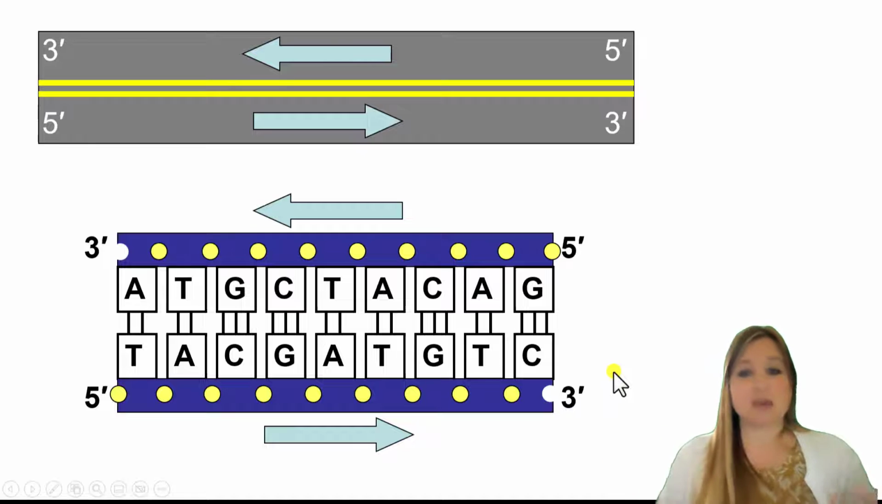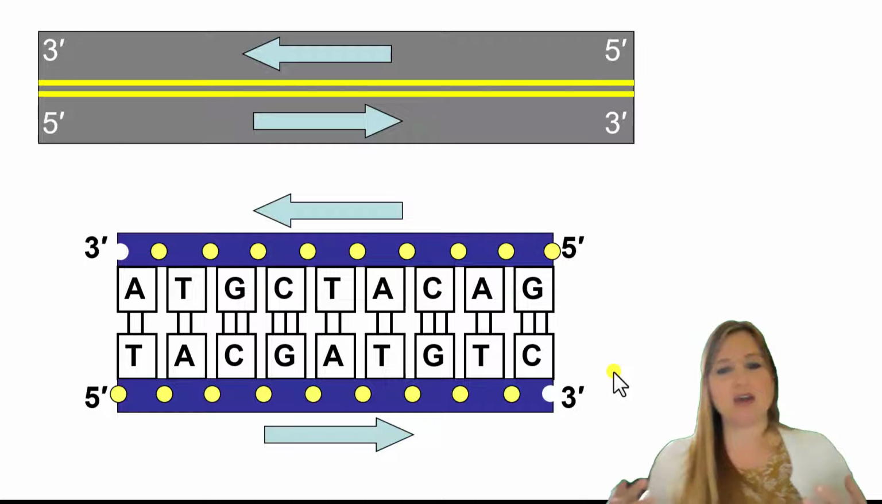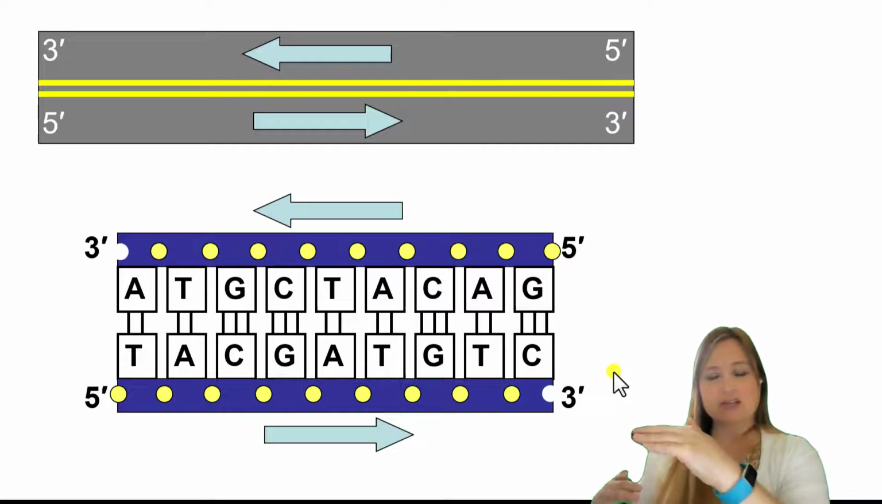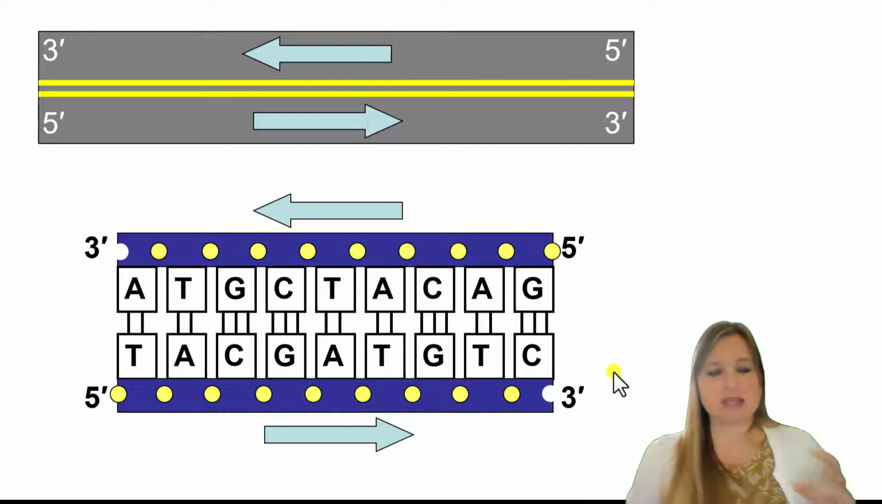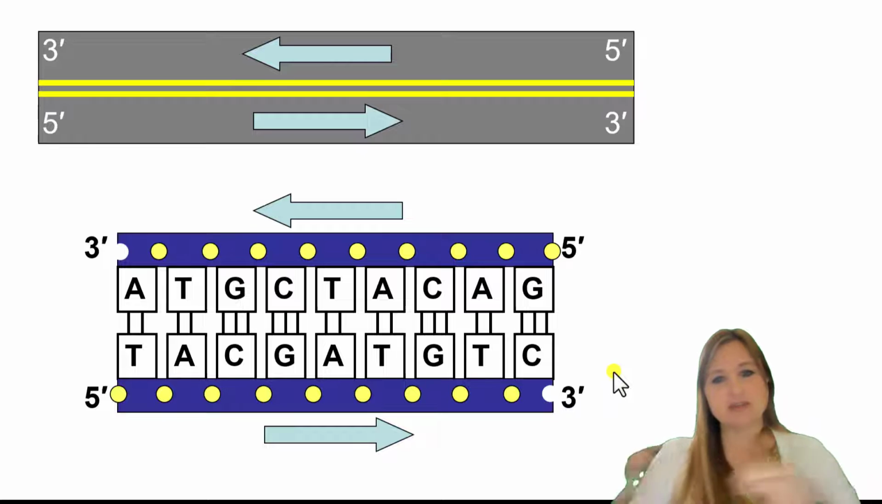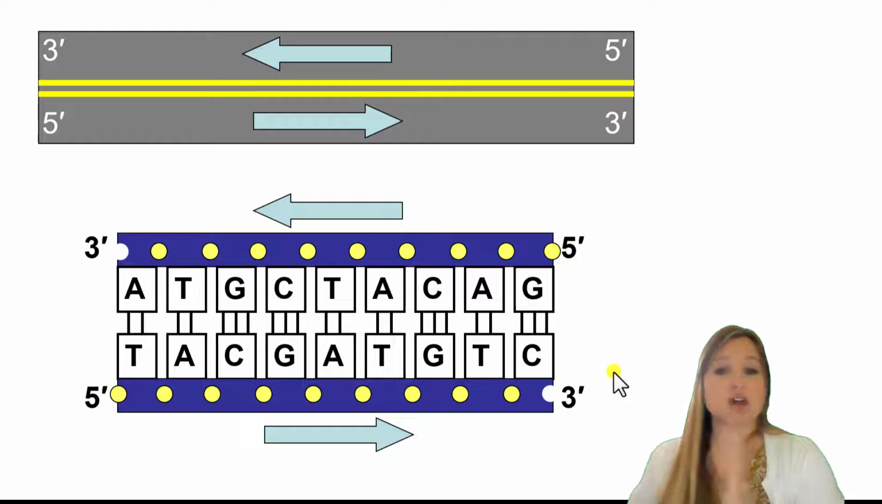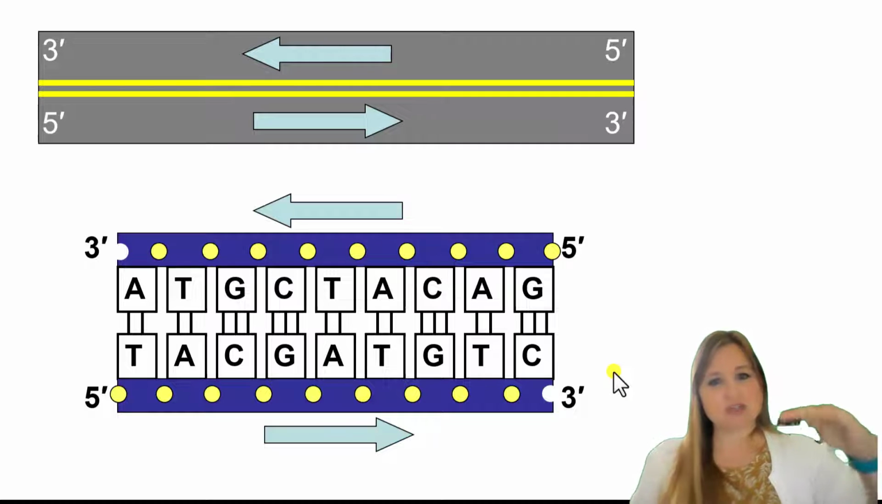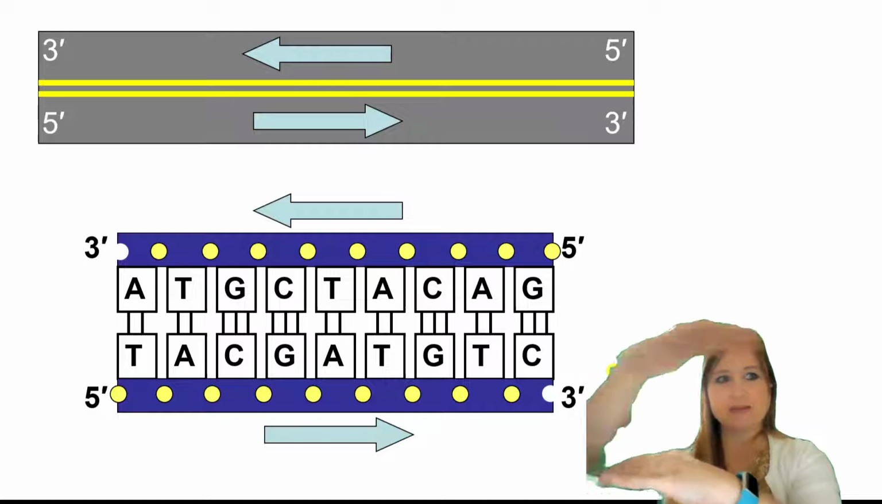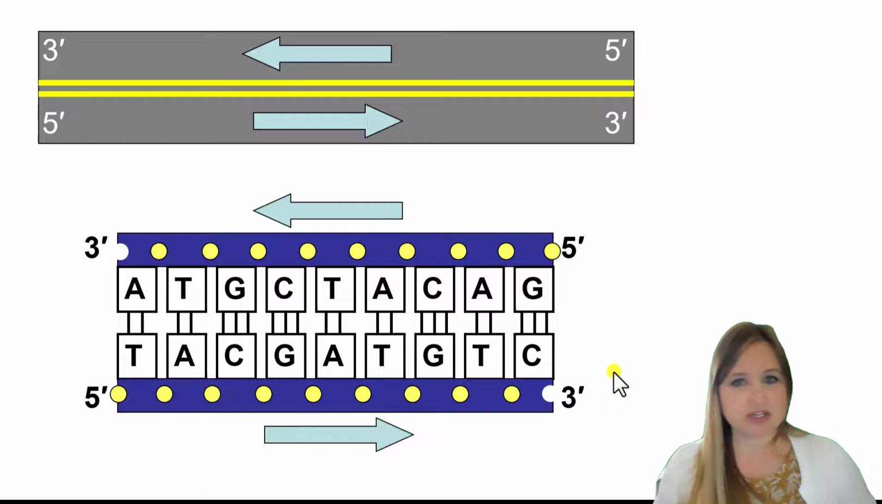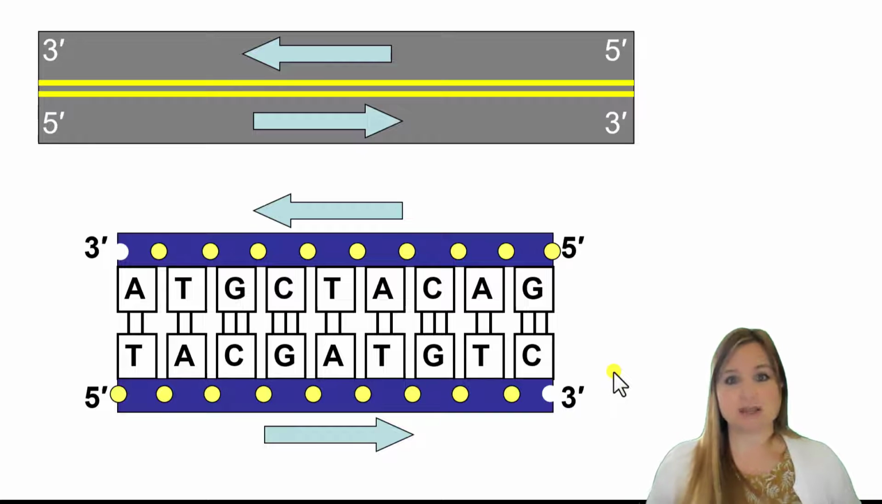So this is how we can say, okay, we know DNA is antiparallel, that one strand is going in one direction and the other strand is going the opposite direction. And the way that we label those is 5' to 3' is the forward direction always. Okay, so if this bottom strand is going 5' to 3' this way, then the top strand is going 5' to 3' in the other direction, because they're antiparallel.